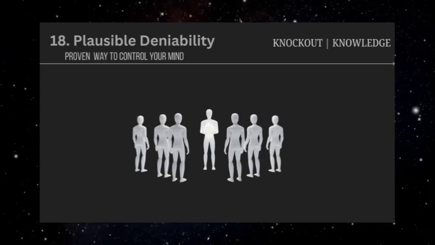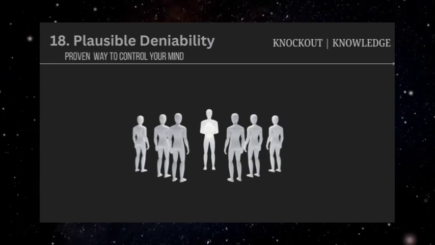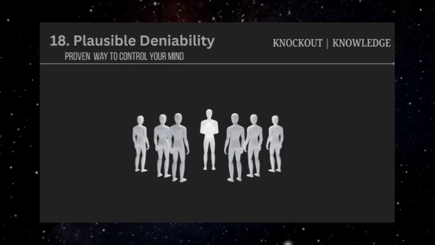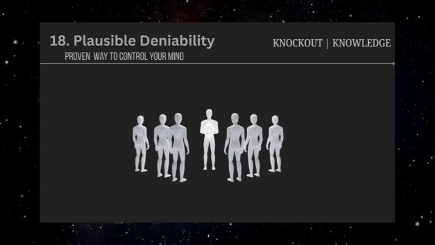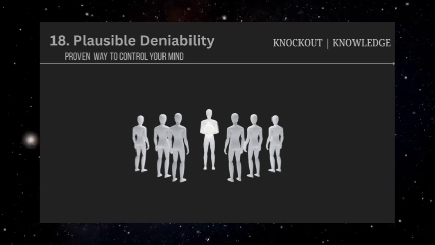The key word is plausible. The denials don't have to be true, they just have to be believable enough that others can't prove wrongdoing or malicious intent. This technique allows manipulators to cause harm while protecting themselves from consequences.